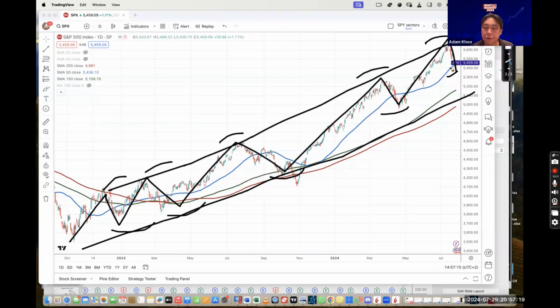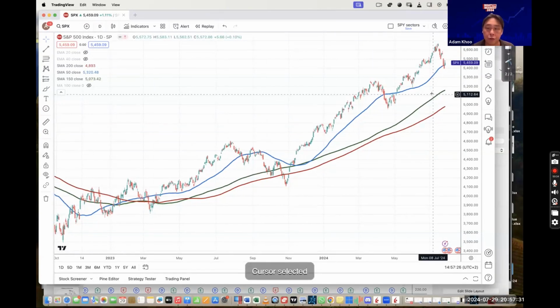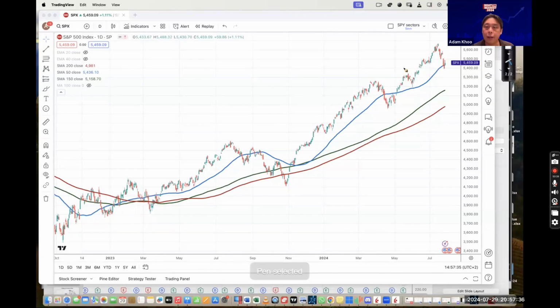Yes. Is the 50 above the 150? Is the 150 above the 200? Yes. Okay? Could it be a topping phase? Could it be a topping phase, a stage 3? I don't think so. Not yet. Why? Because it is still 45 degrees. It is not yet 90 degrees. And you can see the price is actually near the moving average. It has come back near the moving average. So I don't think that we're in a topping phase yet.